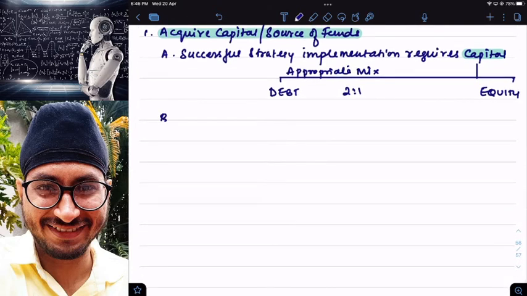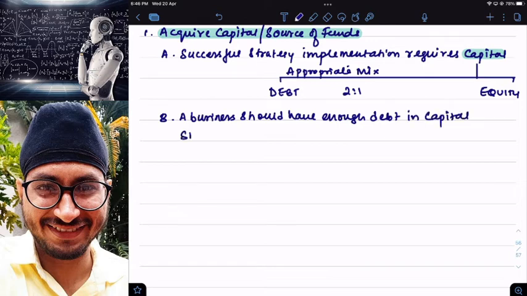So we can say something like this: an enterprise or a business should have enough debt. Clear? A business should have enough debt in its capital structure. What is that enough debt? 2 is to 1 ratio. Clear? To boost its return on investment.